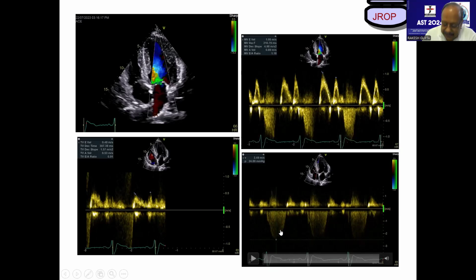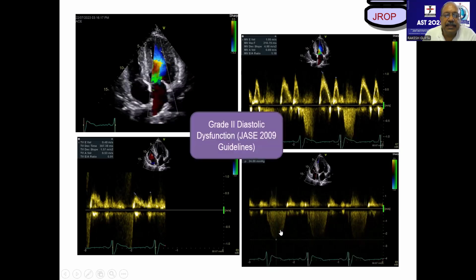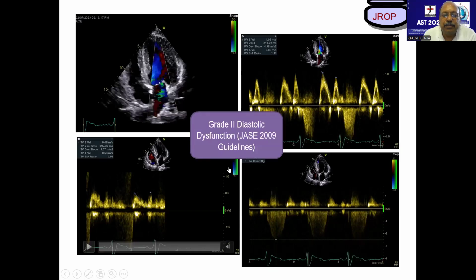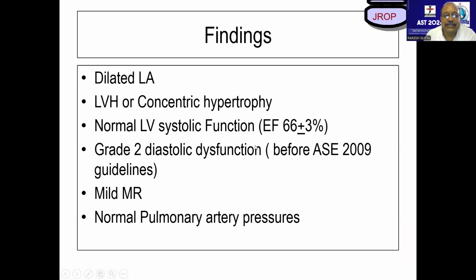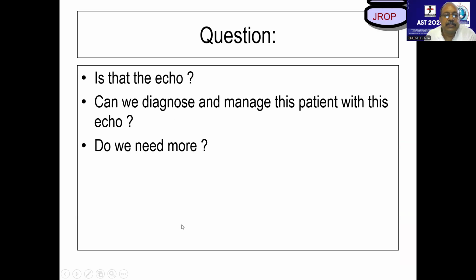And then we've taken a TR jet velocity. And this patient belongs to grade 2 diastolic dysfunction as per 2009 guidelines. What was the finding? Dilated LA, concentric LVH, normal LV systolic function, grade 2 diastolic dysfunction, mild MR, normal pulmonary artery pressure.